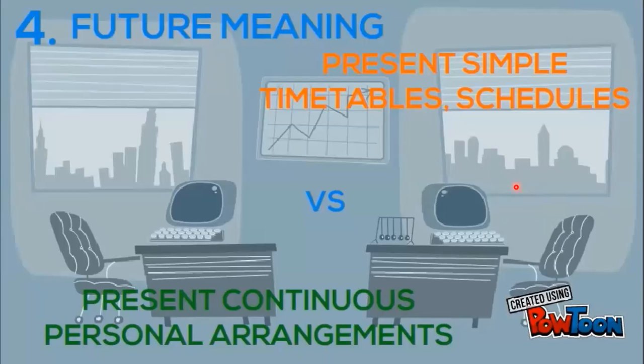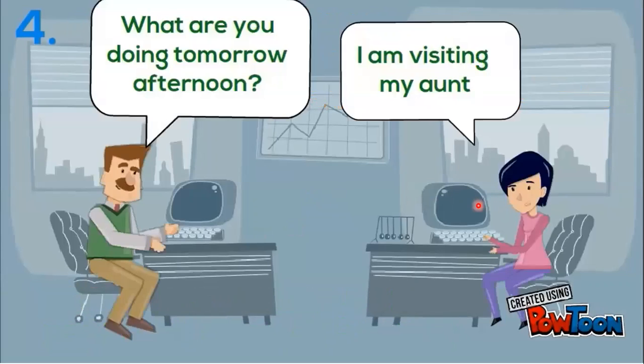Versus present continuous with personal arrangements. It means things that you can handle because they are personal. So you can decide when to do it or when not to do it. And we have this example, these two people. He is asking, what are you doing tomorrow afternoon? So it's a personal question. And she says, I'm visiting my aunt.